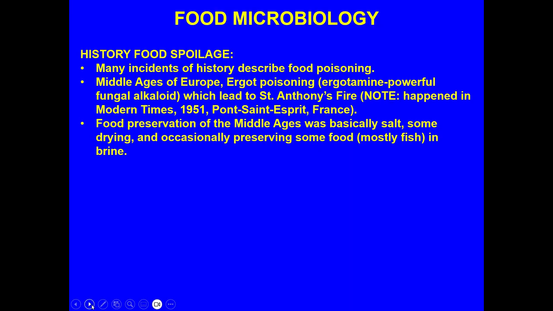Now, what about food spoilage? There are many incidents in history that describe food poisoning. One of the better known ones is in the Middle Ages of Europe, when they had ergot poisoning. Now, ergot is basically this fungal little sprout that you see in the heads of rye, okay? Rye was a common food for a good part of Europe.